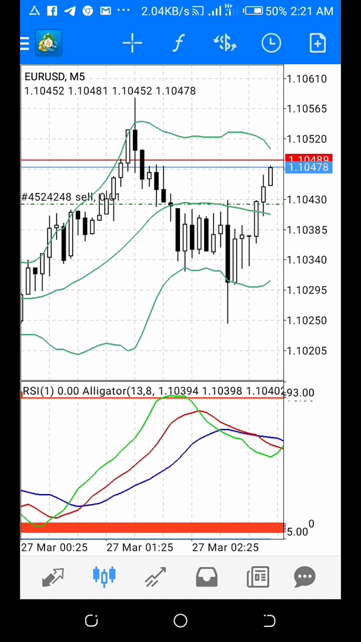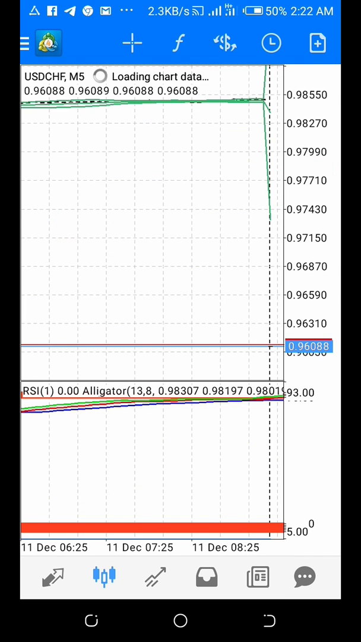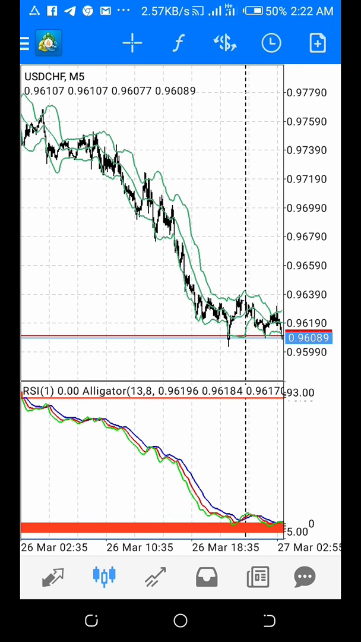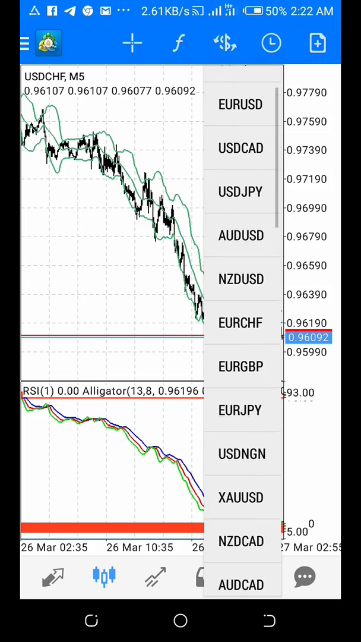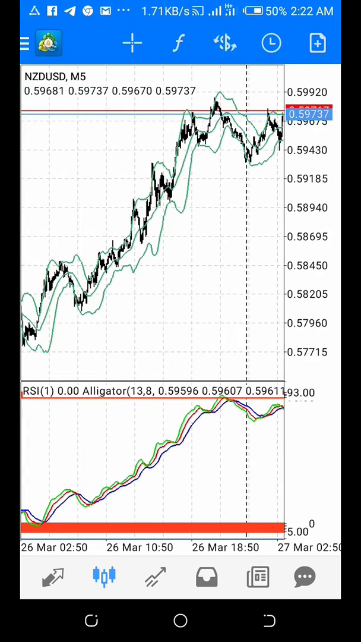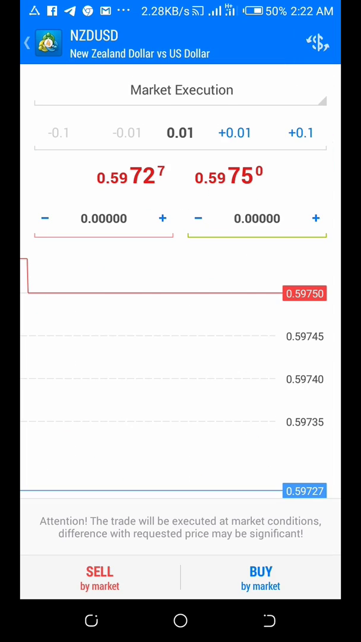Okay, this is for a sell position. Let me do it for a buy too. Okay, for instance, now let me go to another currency. I'm just doing this casually. Let me use another pair. This one is in a downward trend. NZD now. Okay, I just click on my trend. I place a buy.